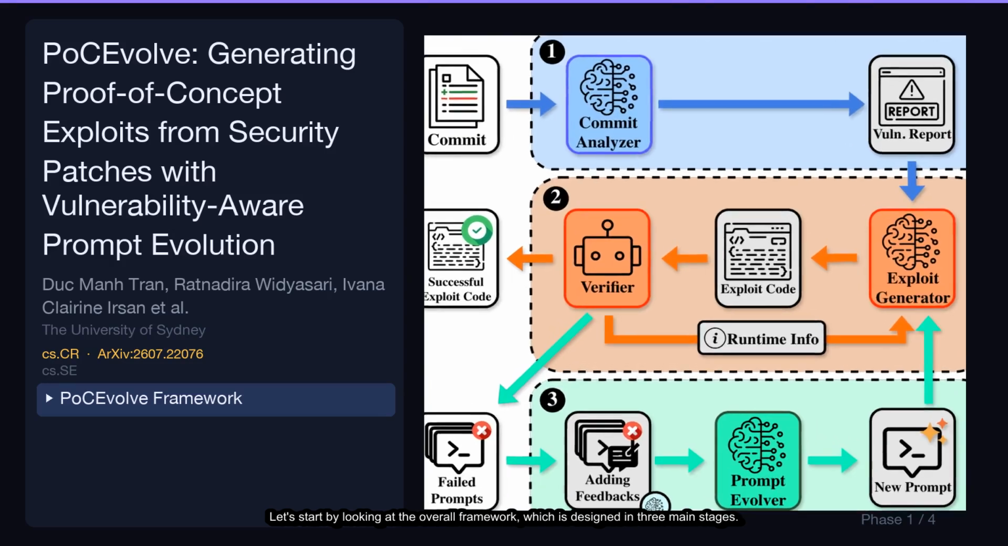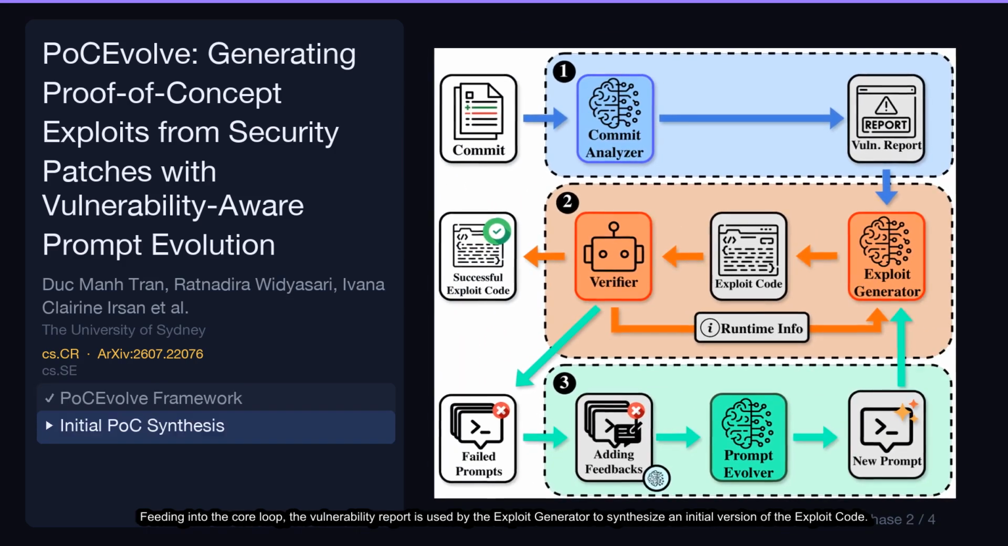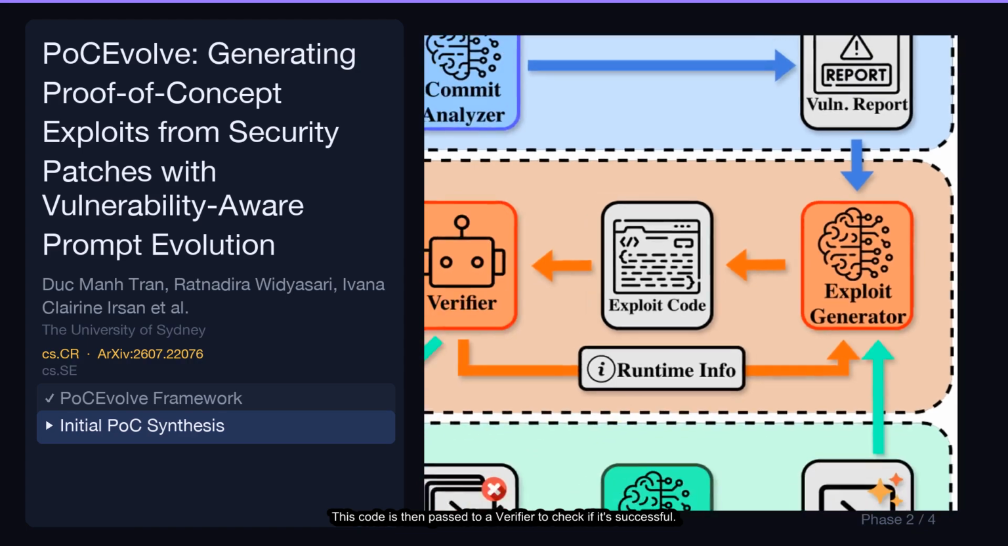Let's start by looking at the overall framework, which is designed in 3 main stages. The process begins with a commit that is passed to a commit analyzer to produce a vulnerability report. Feeding into the core loop, the vulnerability report is used by the exploit generator to synthesize an initial version of the exploit code. This code is then passed to a verifier to check if it's successful.